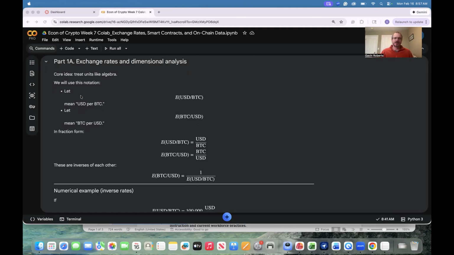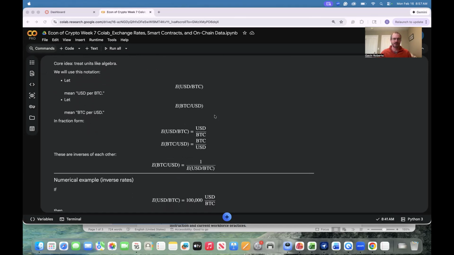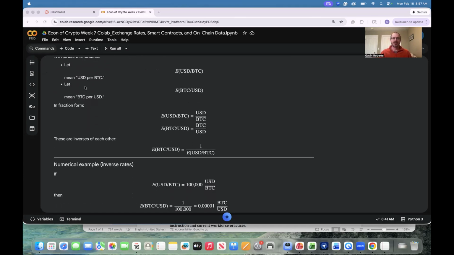So let the exchange rate between US dollars and Bitcoin mean US dollars per Bitcoin. Right now, maybe that's about $68,000 or $69,000, which I'll actually see in a second in this notebook. And then we can say let the exchange rate between BTC, Bitcoin, and US dollars mean Bitcoin per dollar. So that will be a much smaller number.